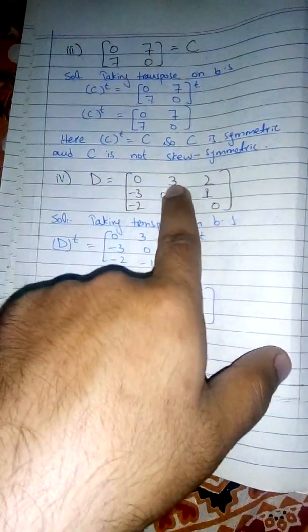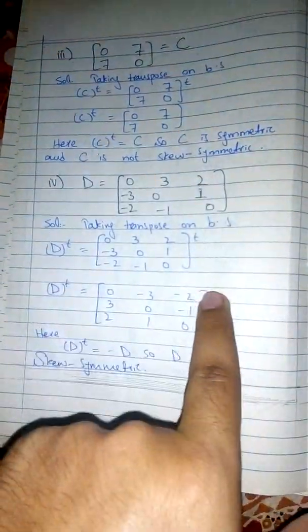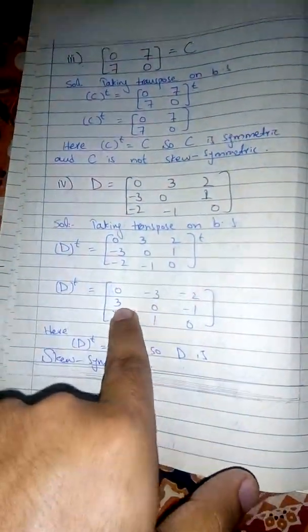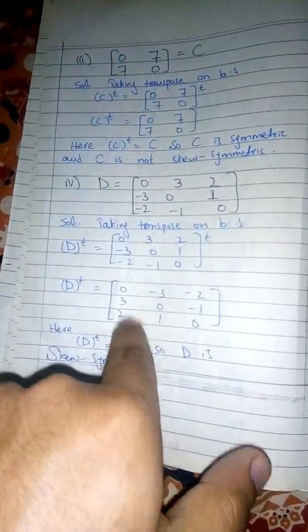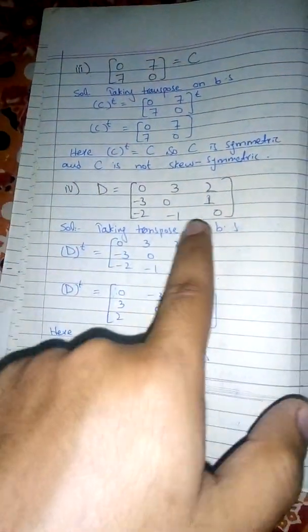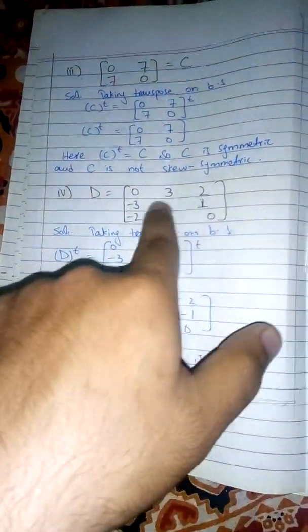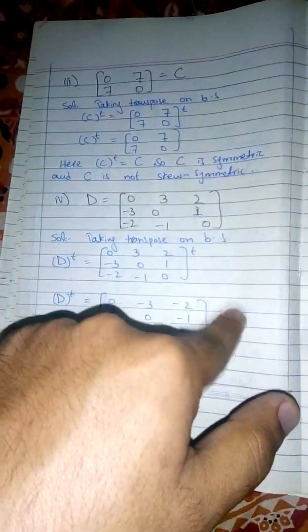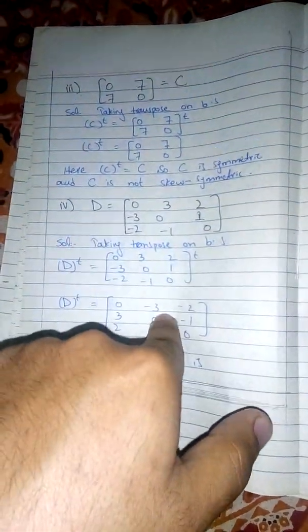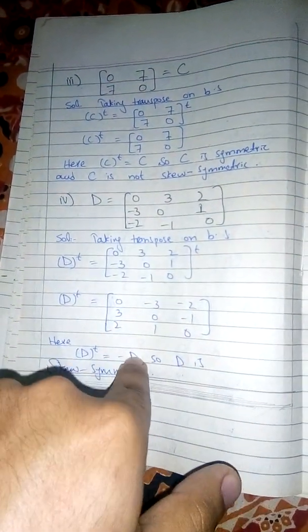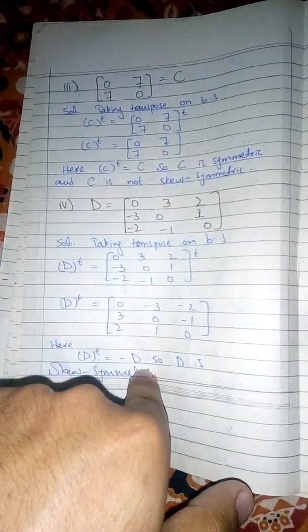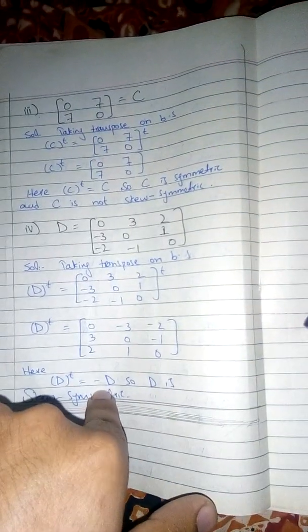0, 0, positive 3, negative 3, 2, negative 2, negative 3, positive 3, 0, 0, 1, negative 1, negative 2, positive 1, negative 1, positive 1, 0, 0. So the signs are interchanged. Positive 3 is converted into negative 3, negative 3 is converted into positive 3, so D transpose is equal to negative of D, so D is a skew symmetric matrix.